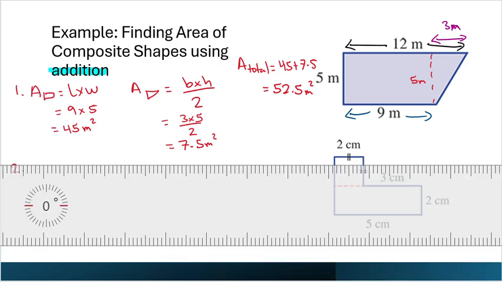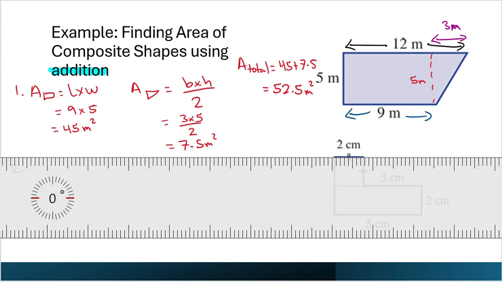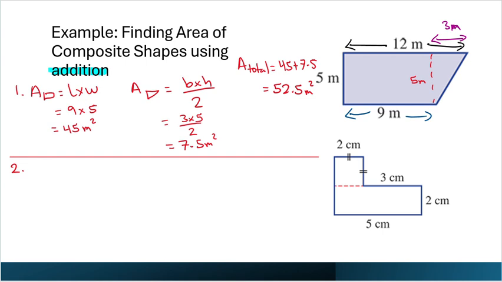Now number 2. So question 2 here. Luckily it's already done for us. We just need to find the area now. So we need to find the area of the square. That's pretty straightforward. It's just length times length.